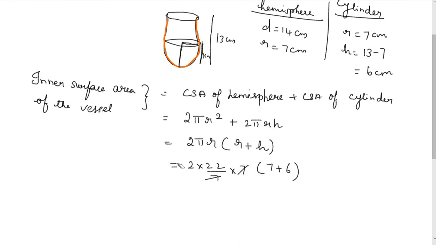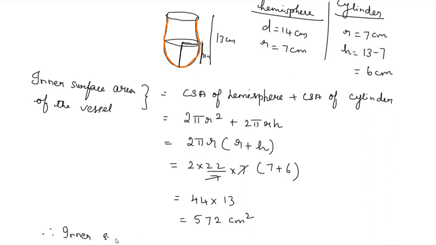2 into 22 is 44. 44 into, what is 7 plus 6? 13. Okay, when I multiply these two, I will get 572 centimeters square. Therefore, inner surface area of the vessel is equal to 572 centimeters square. Shall we do the next sum, children?